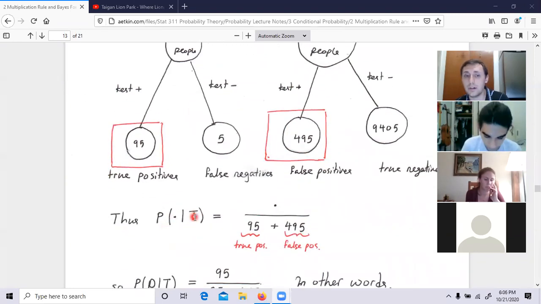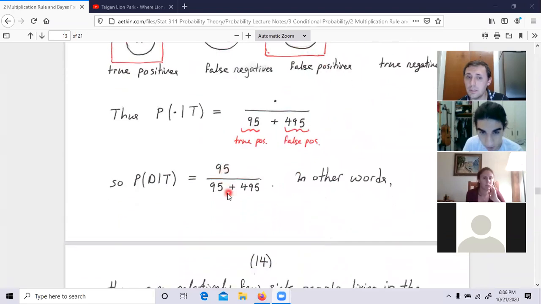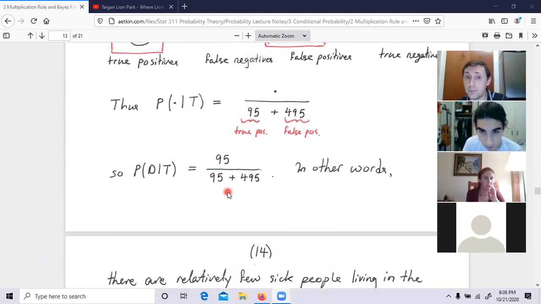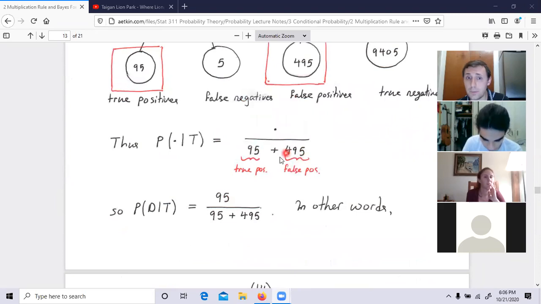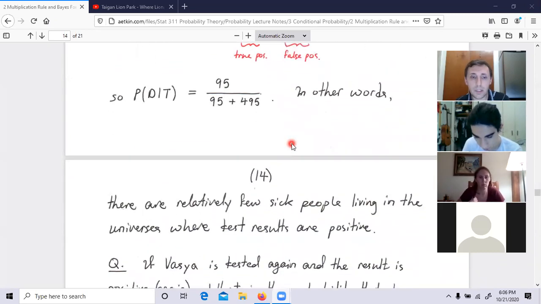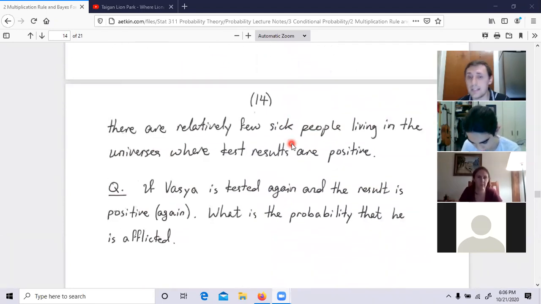So then the probability is what? Look at it. If I selected randomly a person from this population, it's 95 plus 495, right? And out of them, I had to select randomly somebody that has the disease. So that would be 95 here, right? Which corresponds to the 16%. You understand? So in this population, there were quite a lot of positive tested people that are healthy. So the next question is, of course, if Vasya is tested again and the result is positive again, what is the probability that he is afflicted?